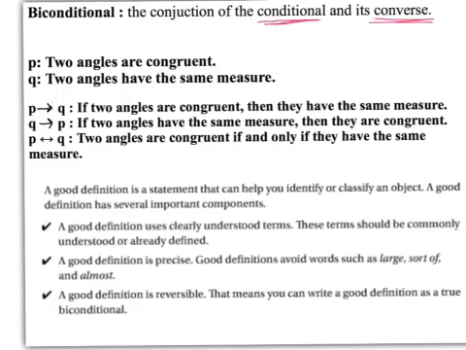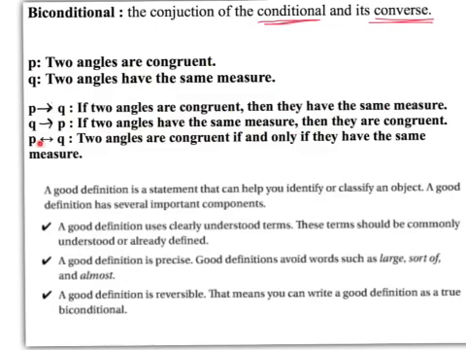So for example, let's say we have the two simple statements where P is two angles are congruent and Q is two angles have the same measure. This first example, P implies Q, is the conditional. So it would be written as, if two angles are congruent, then they have the same measure. The converse means you just switch the Q and the P. So if two angles have the same measure, then they are congruent.